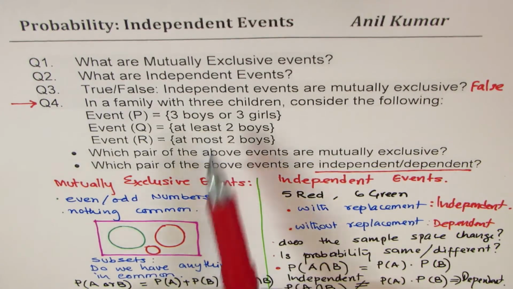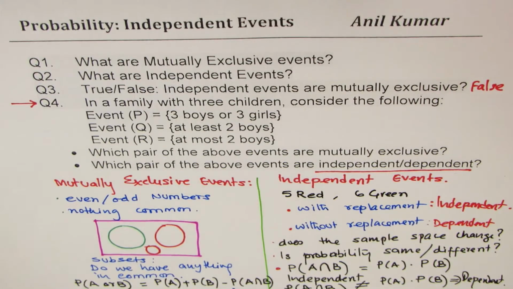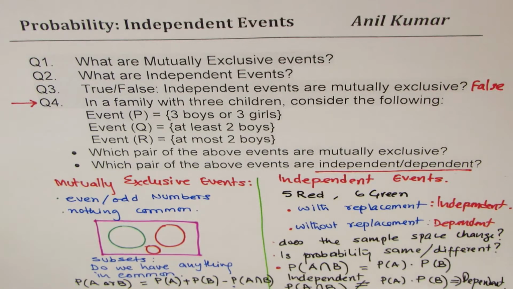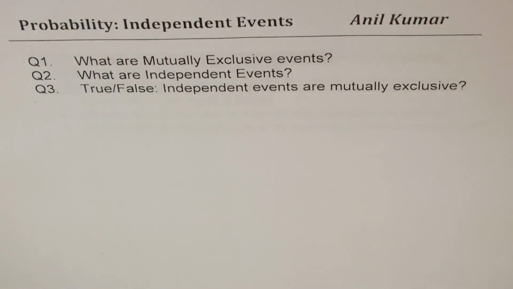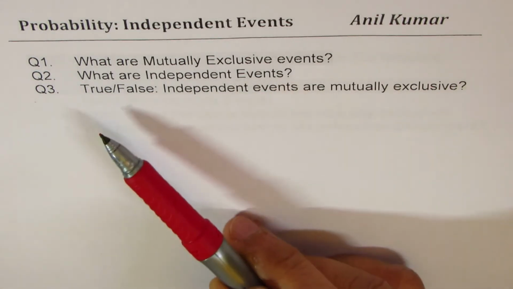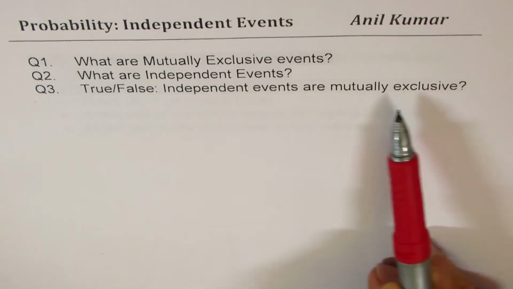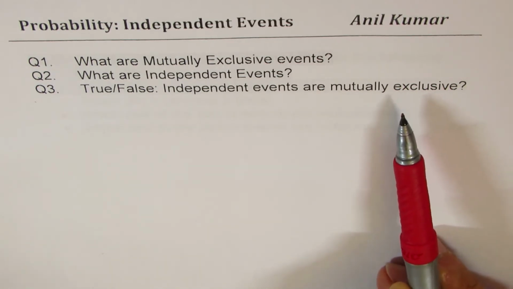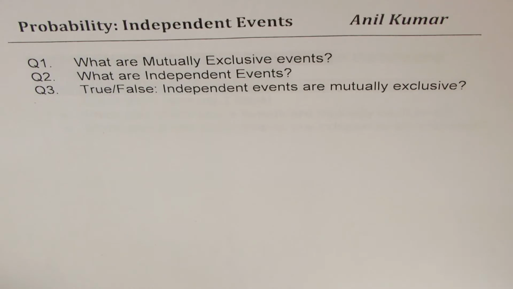Now we'll take up the example and show you how that can be proved, right? So let's move forward and discuss it in more detail. Actually, I've already answered this particular question, that is, what mutually exclusive events are, what independent events are, and whether this statement is true or false, right? But we can come back to this later.